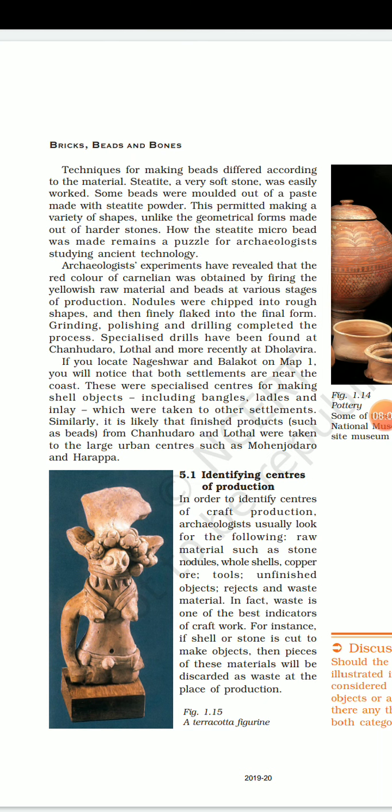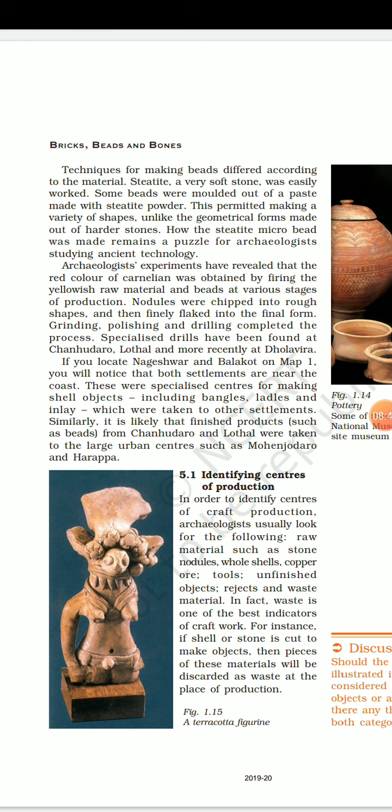Unlike the geometrical forms made out of the harder stones, it was not like that. As we find that some geometrical forms are made out of harder stones. I mean, it was totally an art to make a bead. It was not very geometrical, that such a length should be there, such a bend should be there, okay. But this is an art to give a perfect shape, okay.